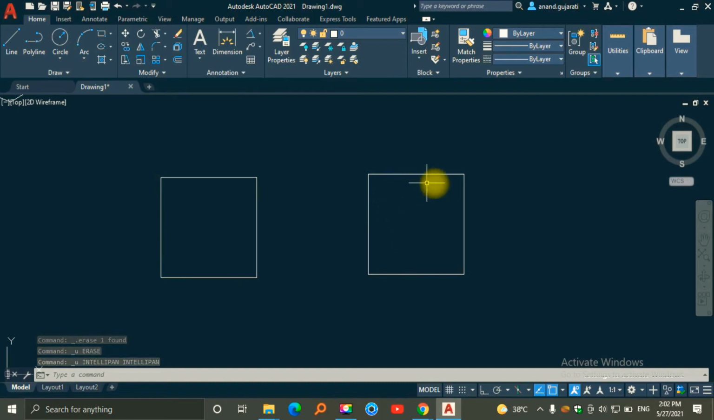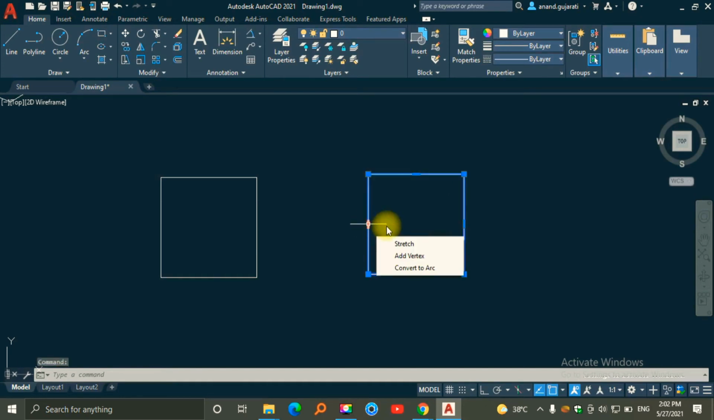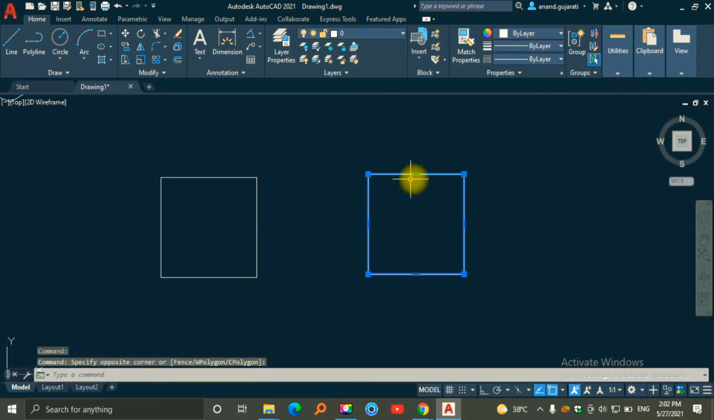But what about this right side square? The right side square is prepared by the polyline. When I select any single line, as you can see, the entire square is automatically selected. Why? Because it is a kind of union of the four lines. That means when you use the polyline to draw any object, the number of line segments will behave like a single unit.